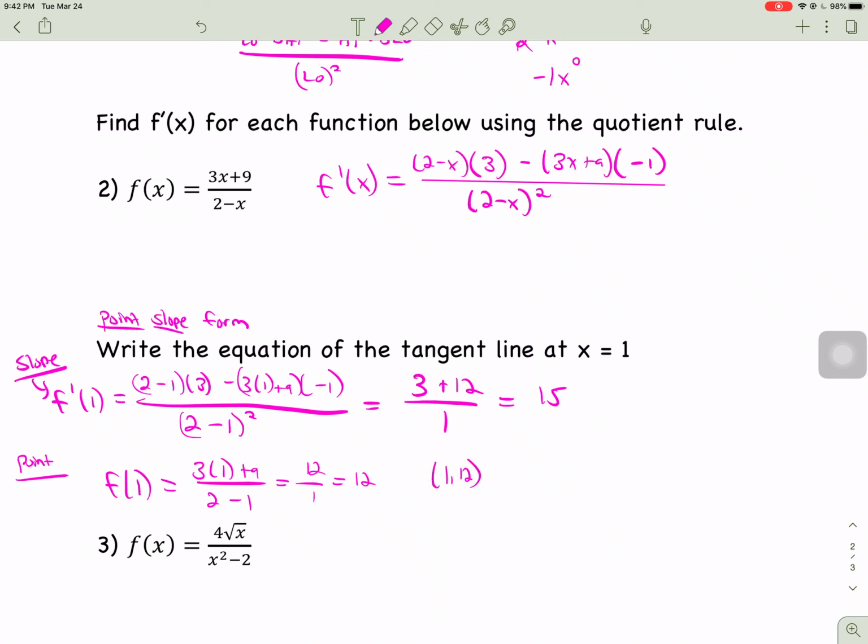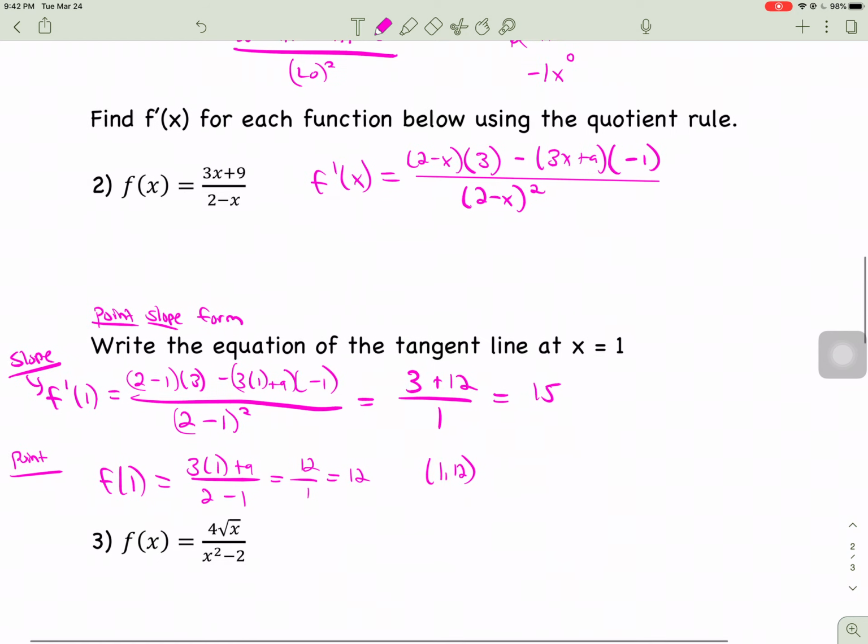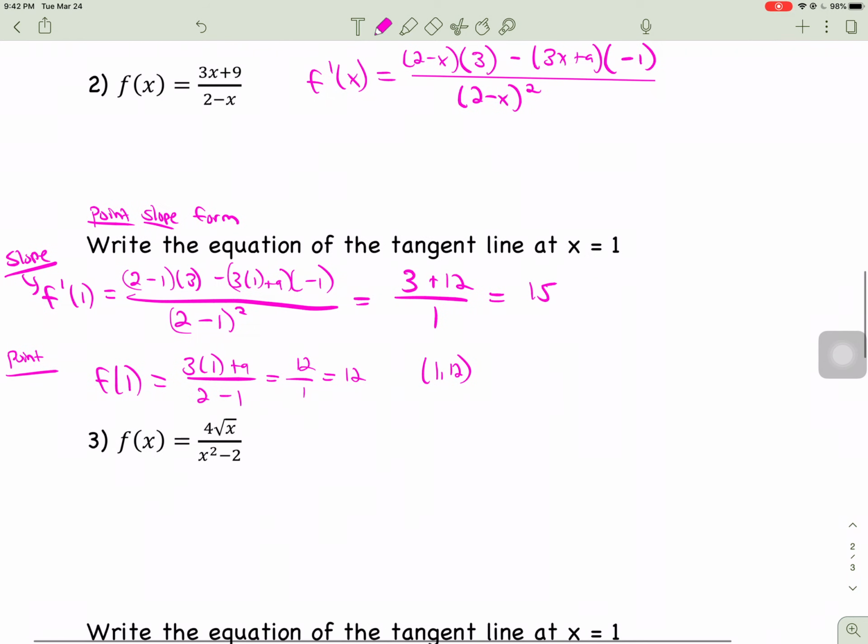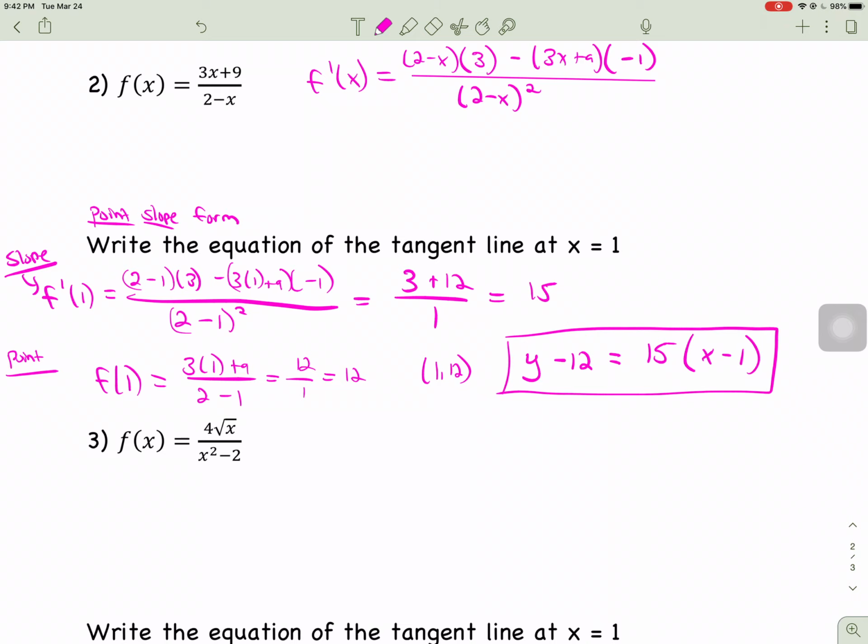So we call this point slope. Point slope is in the following form. We take the point and we write the opposite signs. And we write y minus 12 equals, and then we put the slope, which is 15, parentheses, and then we put the x value, x opposite, minus 1. And this is called point slope.